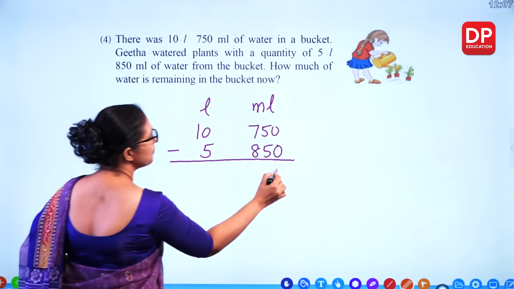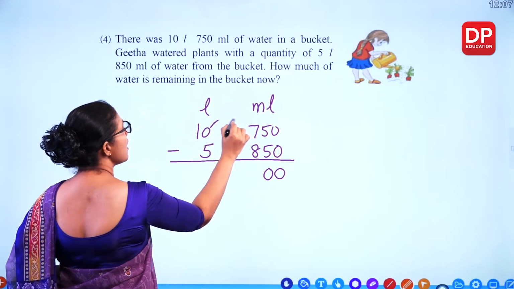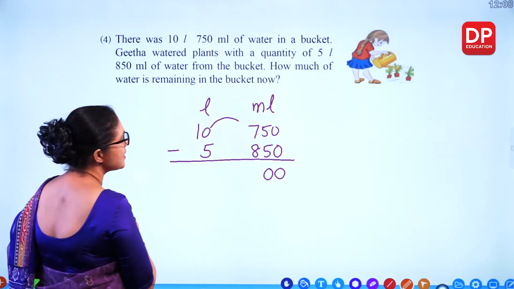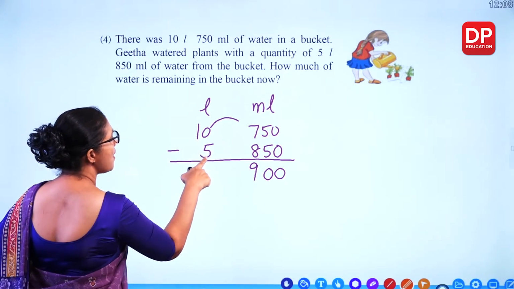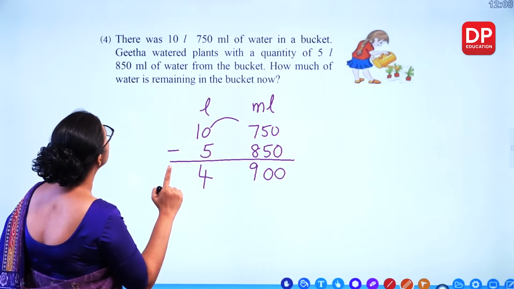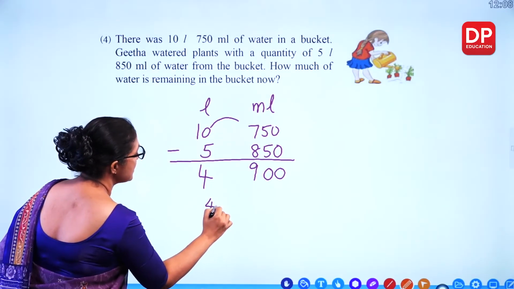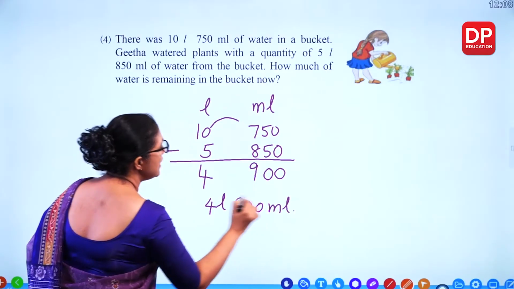So what's the value? 0. 5 and 5, 0. Here you have to take 1 here. 17 minus 8, 9. So this becomes 9. 9 minus 5, 4. So what's the remaining water? Amount of remaining water is 4 liters and 900 milliliters.